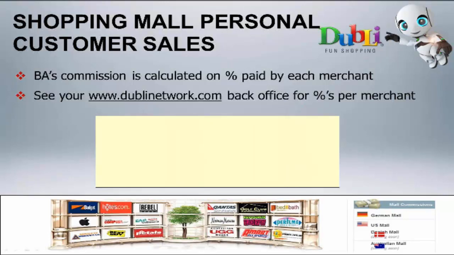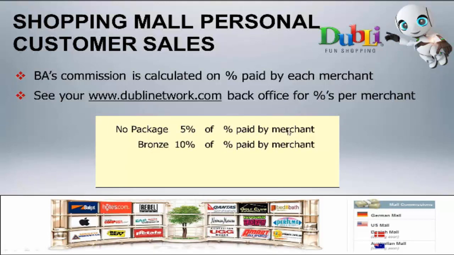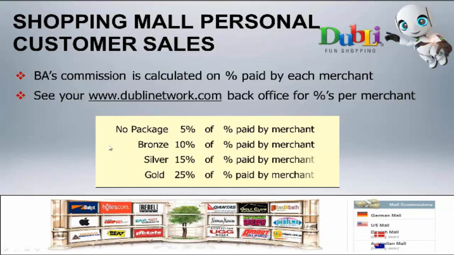So if you have no package of credits, now I'm talking about your credit purchases here as a business associate, you'll earn 5% of whatever percentage the merchant pays Jubilee. If you have the bronze, either by the credit package or by the customer points, you'll earn 10%. The silver 15% and the gold 25%. So let me just do a quick example here for you.